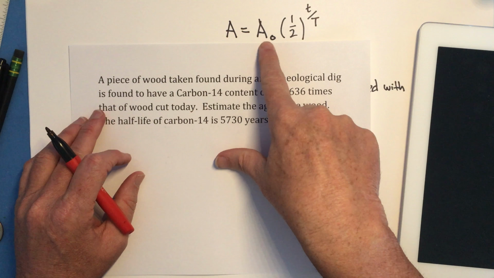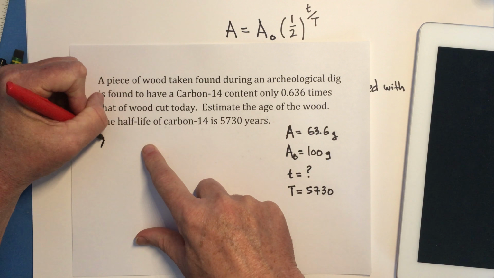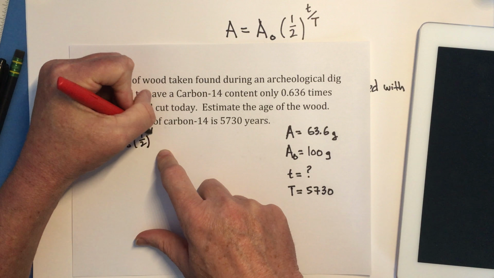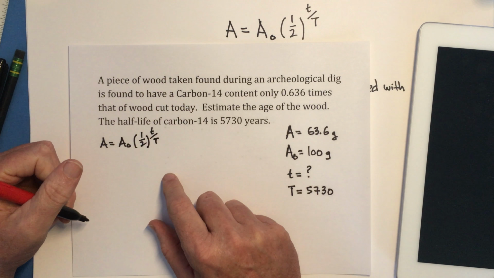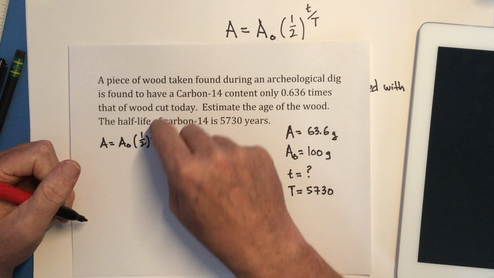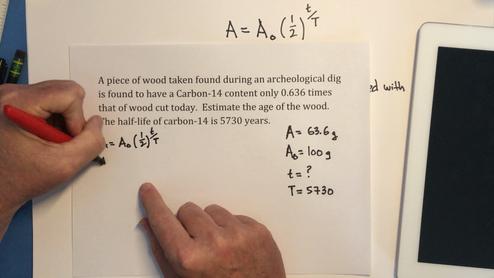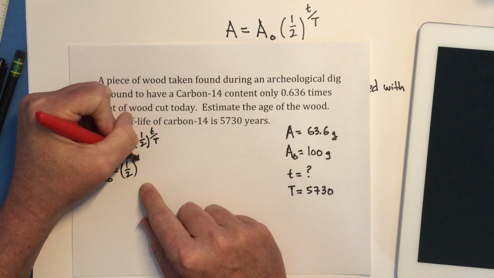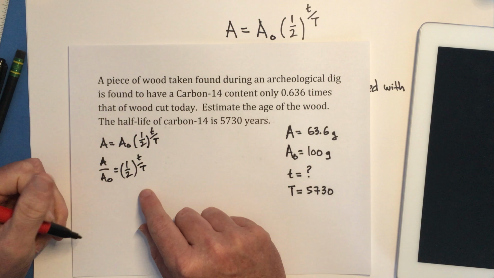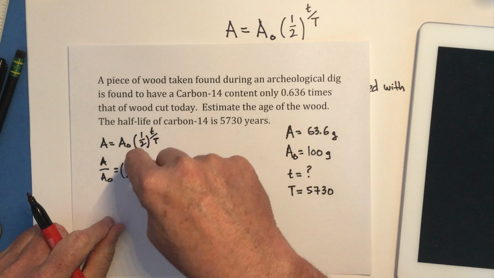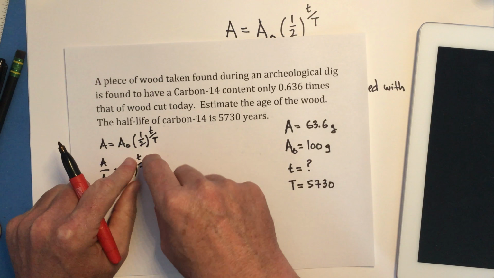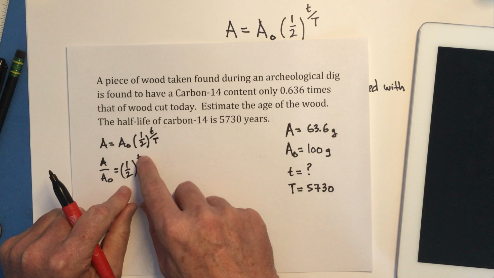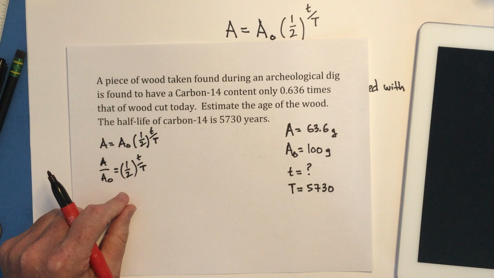I'm starting with A equals A sub 0, (1/2)^(t/T). I want to solve for lowercase t. So the first thing I'm going to do is divide by A sub 0. So A over A sub 0 equals (1/2)^(t/T). Now, I have an exponent. The variable I'm searching for, trying to isolate, is an exponent. So I only have really one method to get rid of that exponent and get it out where I can work with it, and that's to use a logarithm.